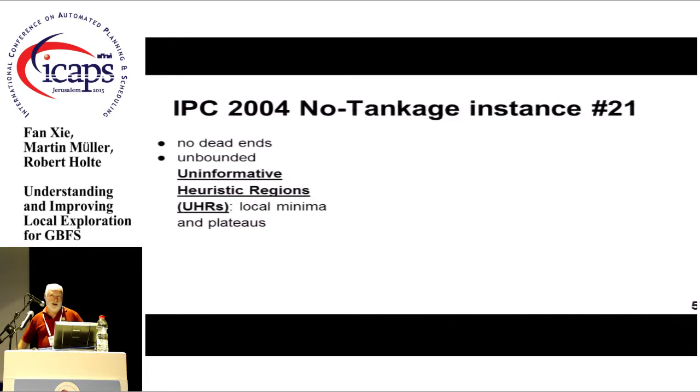Jörg Hoffmann did an analysis of these domains a few years ago, and he showed that in this no tankage domain there are no dead-end states, so that's not causing the problem. But what there are is unbounded, what we call uninformative heuristic regions. Some people call them local minima, some people call them plateaus. We give this big long name so that we can have a short acronym, and we now call them UHRs. So this is going to be the focus of the explanation that we're going to give: these unbounded UHRs are what's causing the trouble.